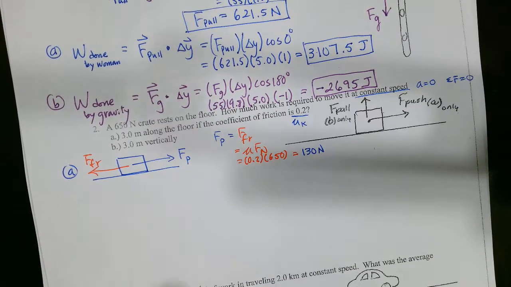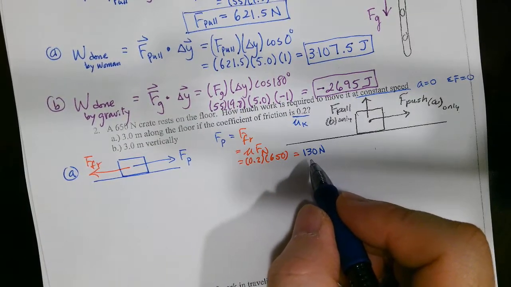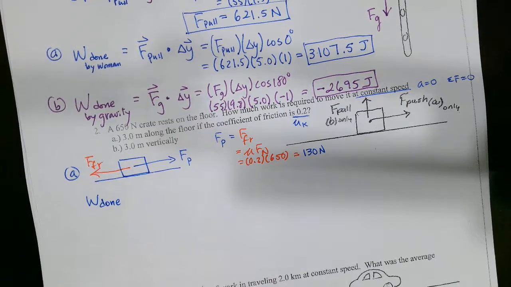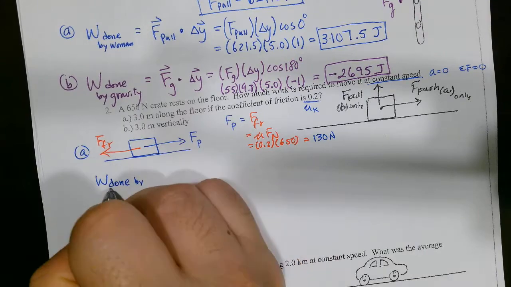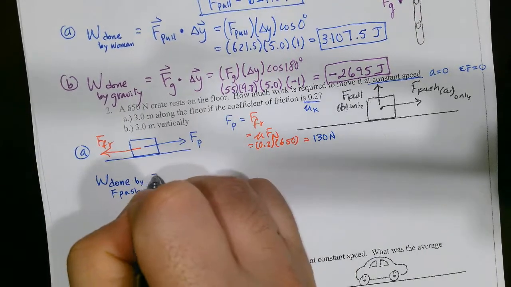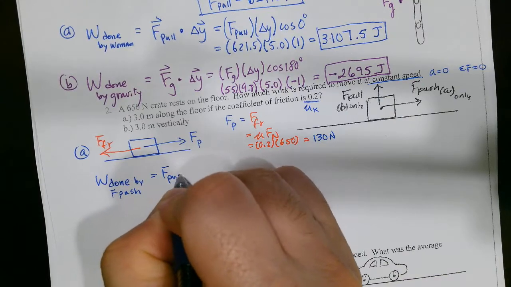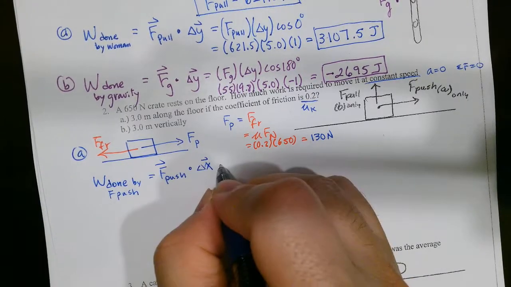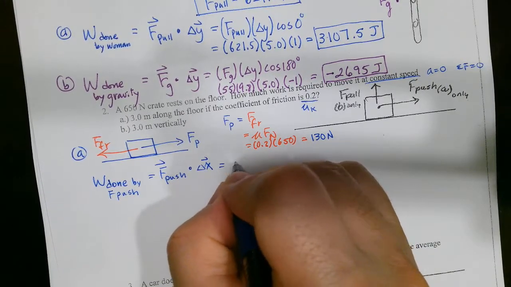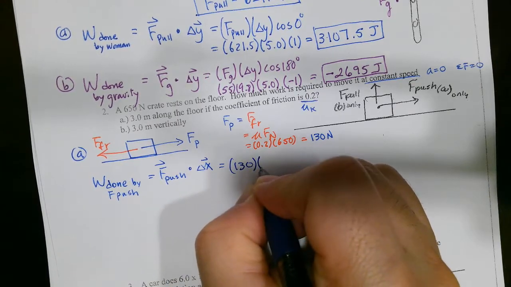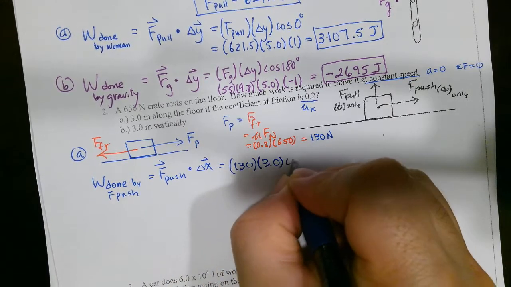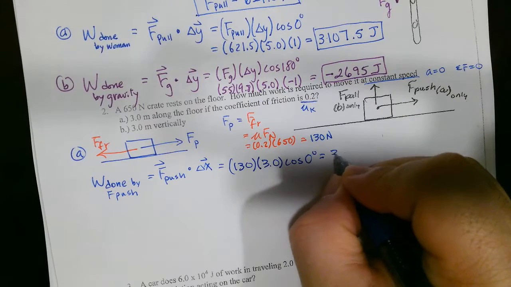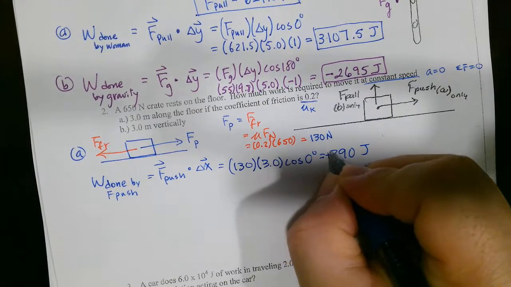All right. So if this is true, the work done by push is equal to F push dot delta x. Therefore, F push is 130 times delta x, which is 3, times cosine of 0 degrees. So this thing comes out to 390 joules, and that's positive 390 joules.